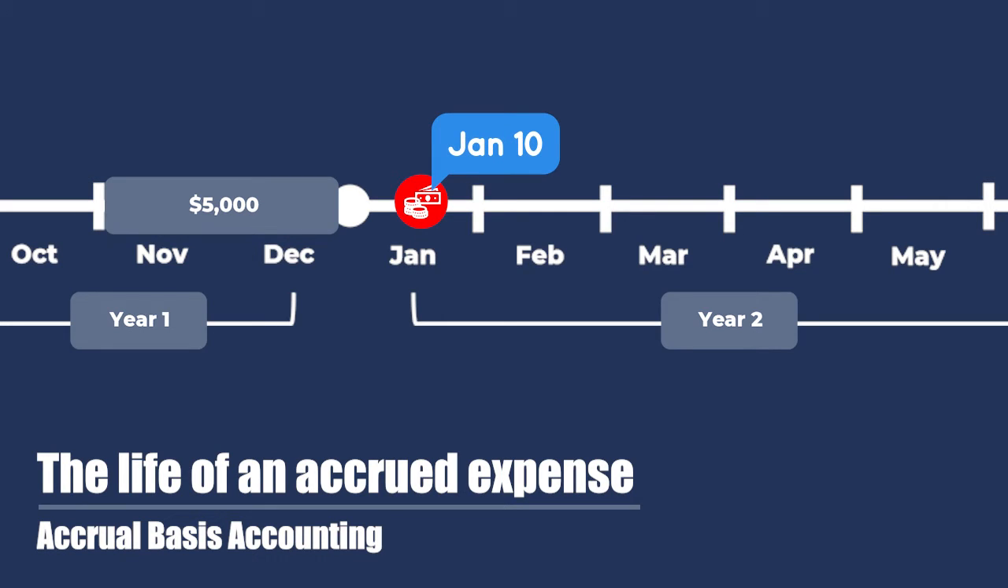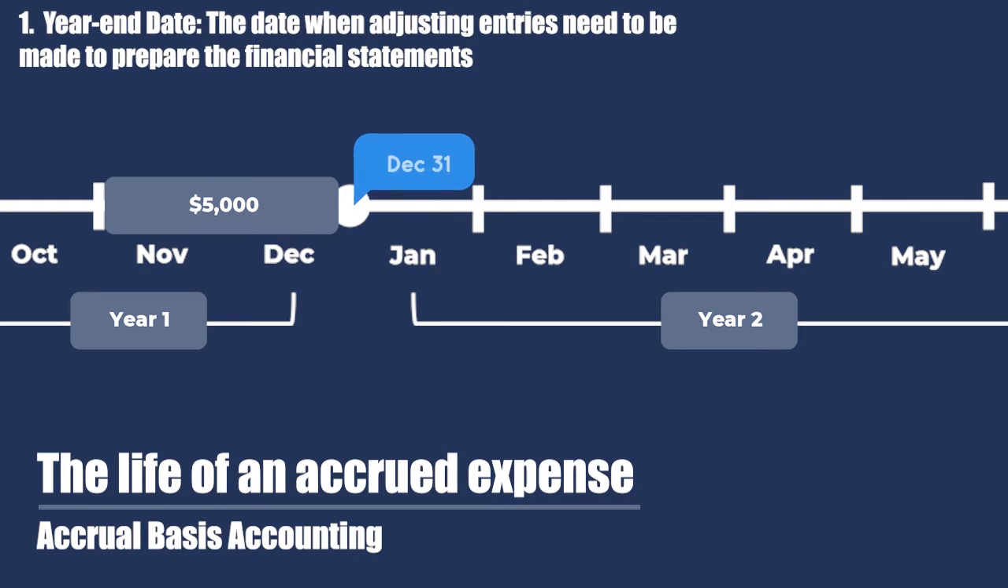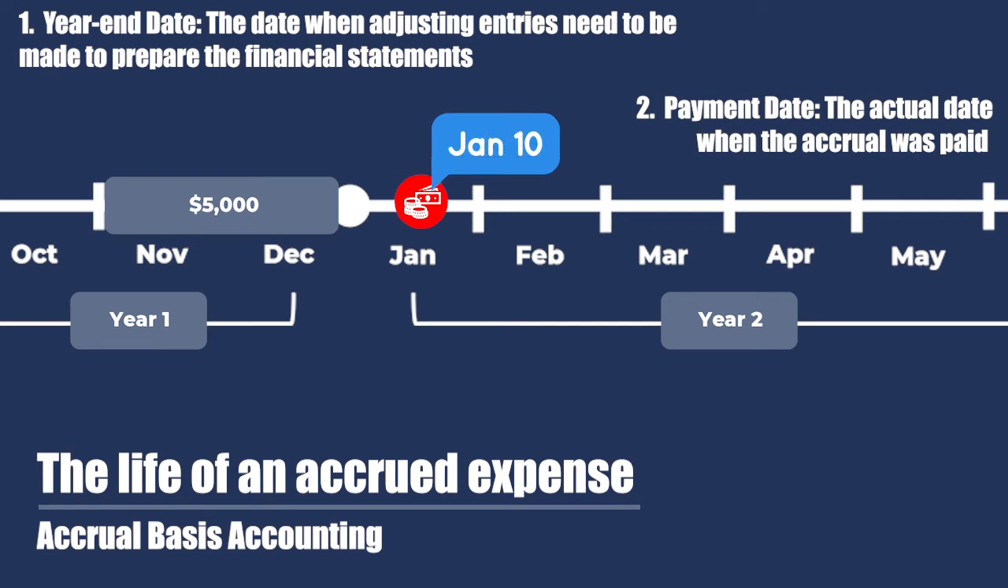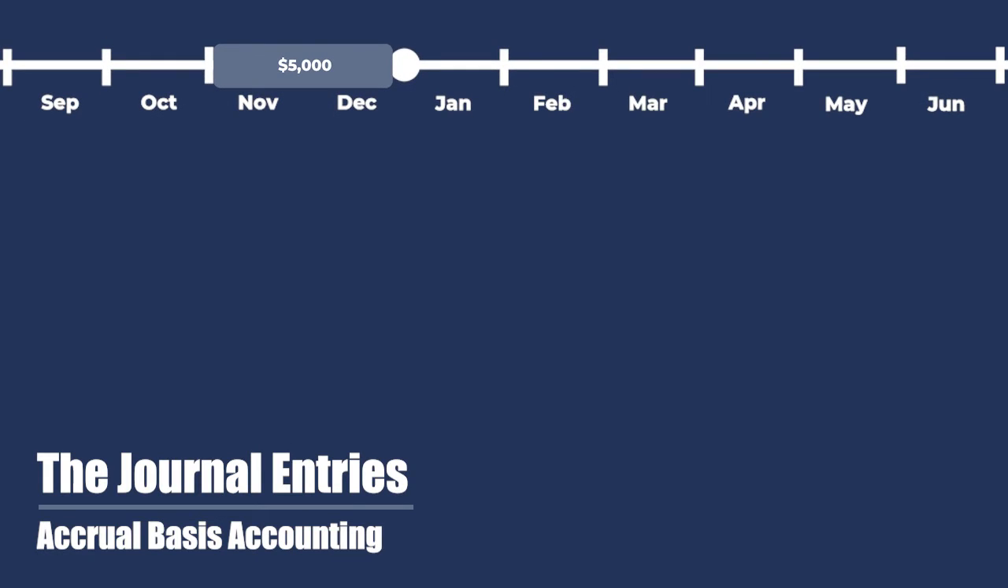There are two significant dates in this transaction that you need to watch out for. Number one is the year end. This is when you need to do the adjusting entries because you need to prepare the financial statements. The second one is the payment date. This is the date when you actually paid for the bill. Let's now discuss the journal entries.